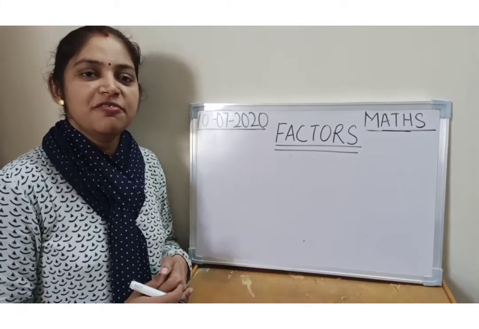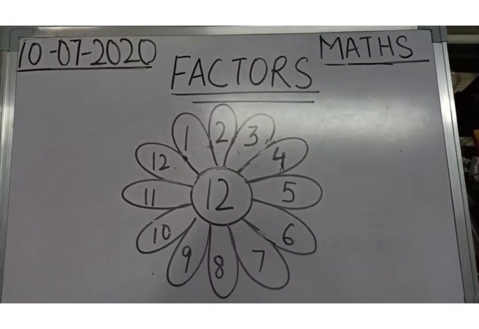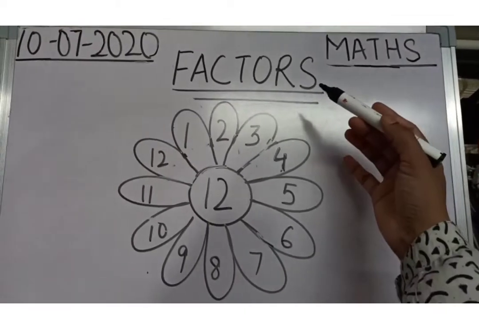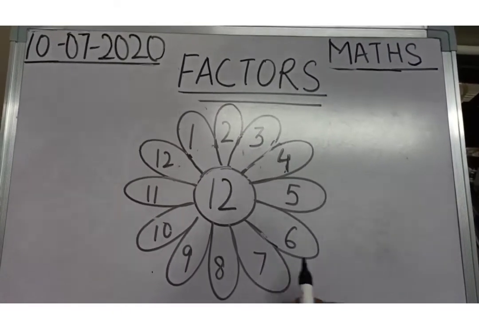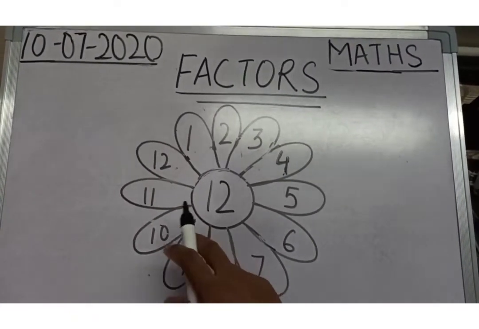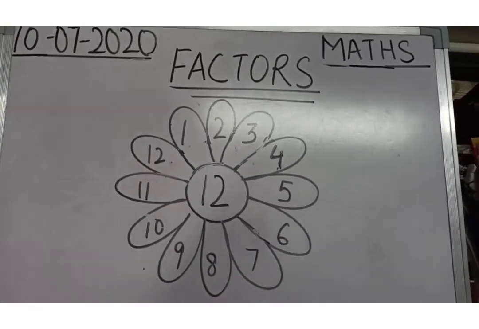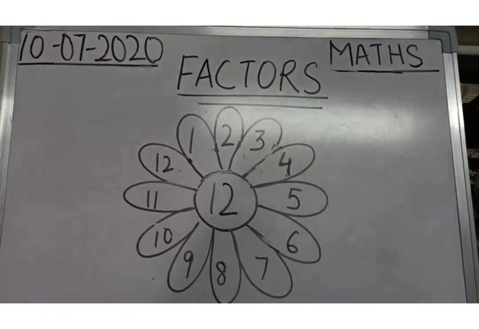Find out the factors. So let us begin and try to understand what are the factors and how to find out the factors of a number. So over here I made a flower with 12 petals and in center also I have written 12. The reason behind is we are going to find out the factors of number 12 now.